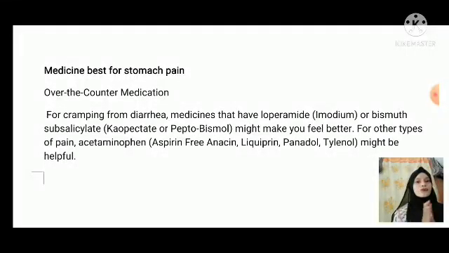So for medicine for stomach pain, over-the-counter medication for cramping from diarrhea, that is, medicine that has loperamide or Imodium, or bismuth subsalicylate, or Pepto-Bismol, might make you feel better. For other types of pain, acetaminophen or aspirin, antacid liquid, Panadol, Tylenol might be helpful.